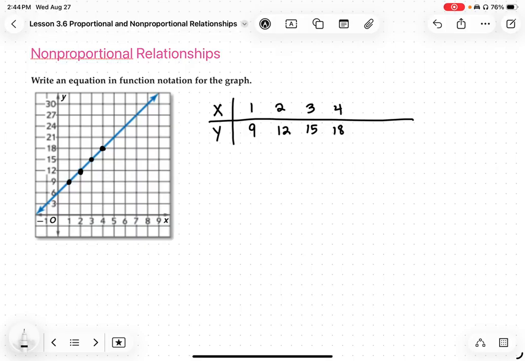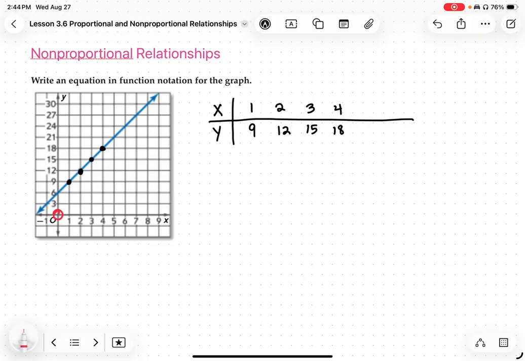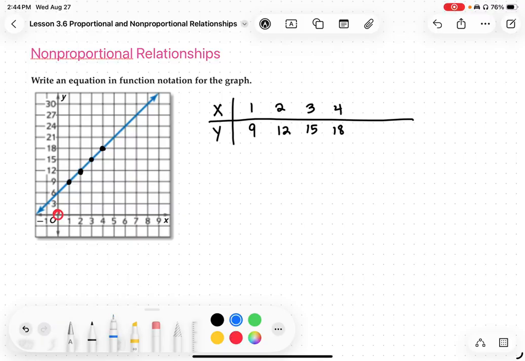Now I know this is a non-proportional relationship. Even without knowing the rate of change, I know it's non-proportional. And the reason I know it's non-proportional is because it does not go through the origin. We've learned previously that a proportional relationship has to have a constant rate of change and it must go through the origin. Now this one might have a constant rate of change, I don't know yet, but I do know that it doesn't go through the origin. So not a proportional relationship, but that doesn't mean we can't write an equation for it. So let's try to write an equation.